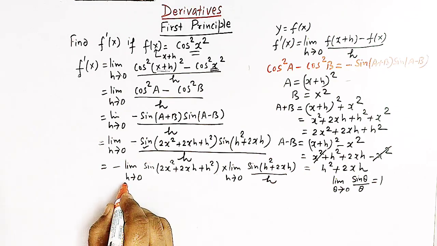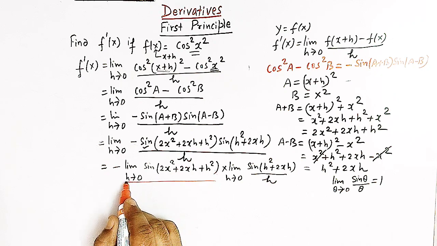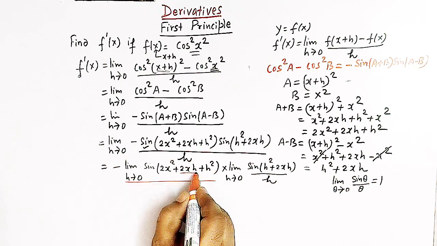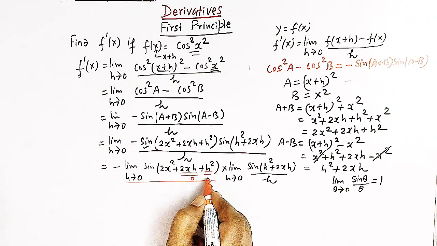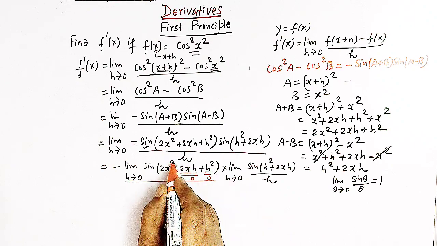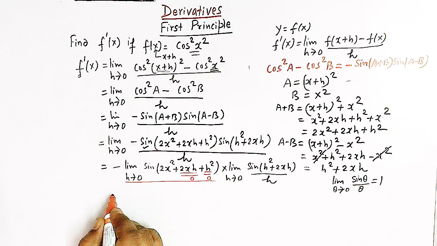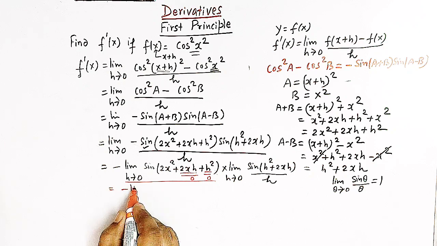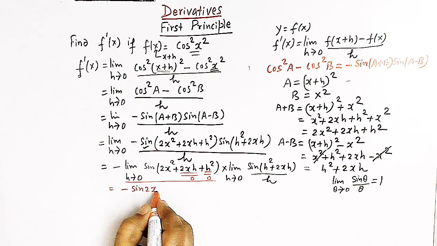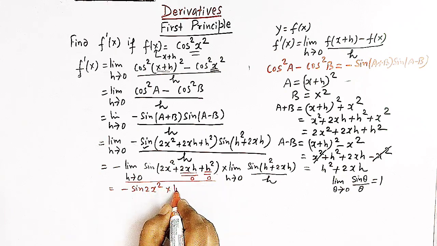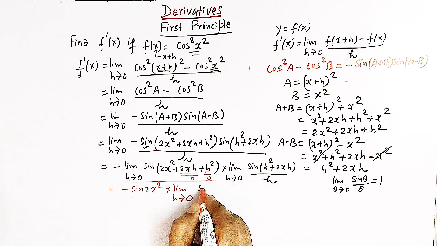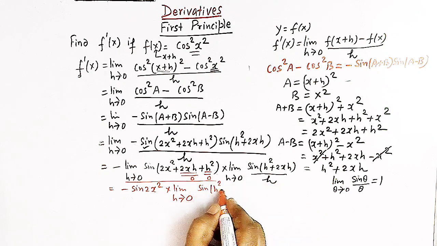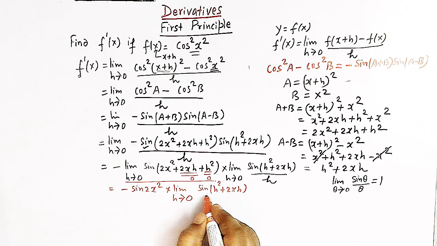So now let us first take this one. So here when h tends to 0, then this term becomes 0, and also this term becomes 0, right? So we are left with only sine 2x square. So we have minus, here we have simply sine 2x square, and then here we have limit h tends to 0, and now see here we can write sine h square plus 2xh over h.